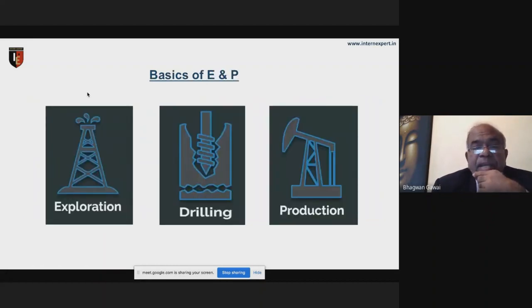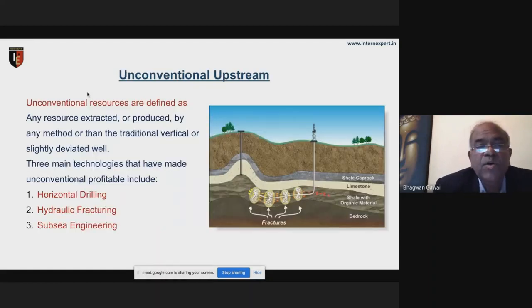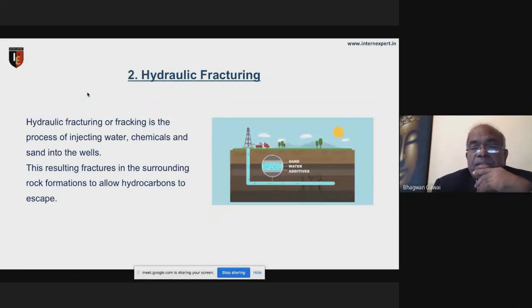What are the basics of E&P? Exploration, drilling, and production. These are the basics. There are different types of drilling operations, such as horizontal drilling, hydraulic fracturing, and subsea engineering. This is called hydraulic fracturing. Hydraulic fracturing, or fracking, is the process of injecting water, chemicals and sand into the wells, resulting in fractures in the surrounding rock formation to allow hydrocarbons to escape. If you do the fracking, the oil escapes, and then you start pumping it through the pipe. You inject sand, water and some additives, and then you fracture, and once you fracture, you get a rock formation that allows hydrocarbons to flow. This is the operation in hydraulic fracturing.